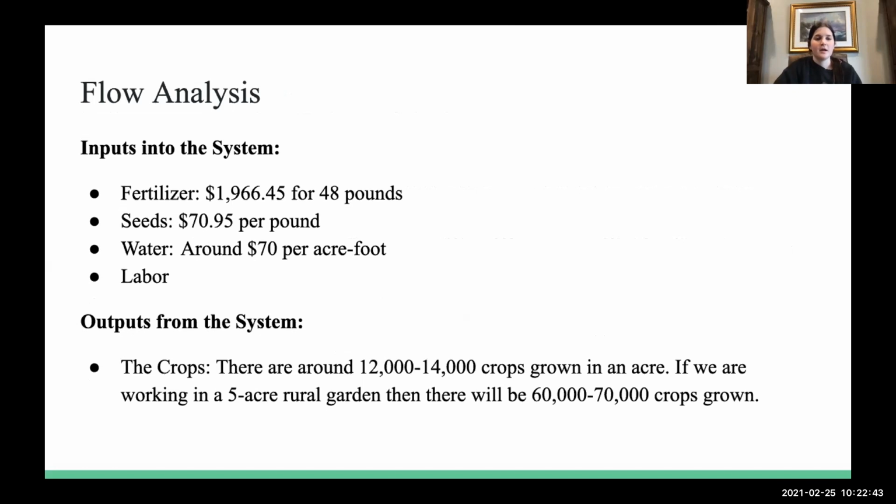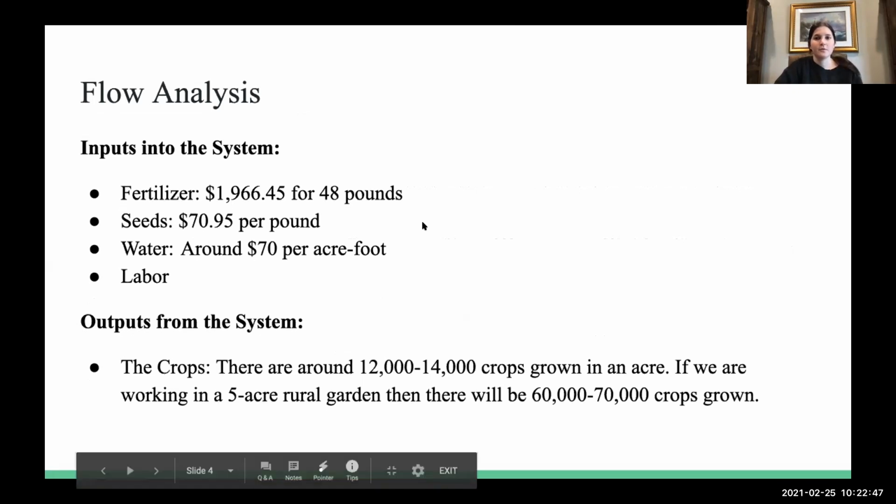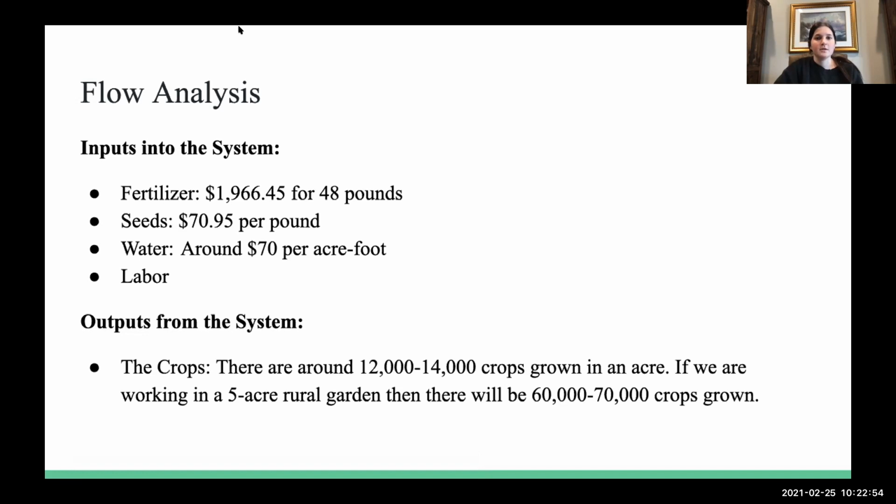I'm Mackenzie Bryant, and I will be going over the flow analysis we have for the rural garden development. The first input into the system we have is the fertilizer. The fertilizer costs around $1,900 for 48 pounds. The next input is the seeds needed to produce the crops, which cost around $70 per pound. Next, we have water as an input, which is $70 per acre foot.